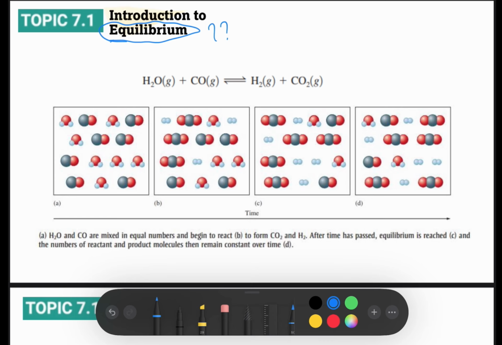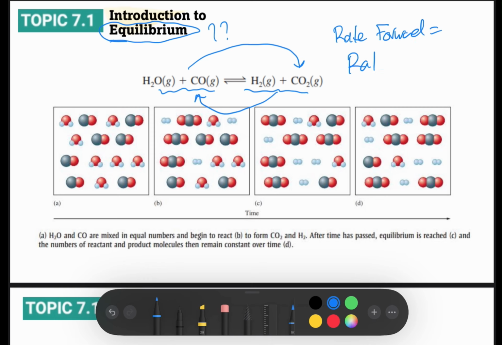Equilibrium is a state at which the rate at which the reactants are consumed to form products is the same as the rate at which the products are turned to reactants. In other words, the rate of the forward reaction is the same as the rate of the backward reaction. So the formation of products is the same as the consumption of reactants.